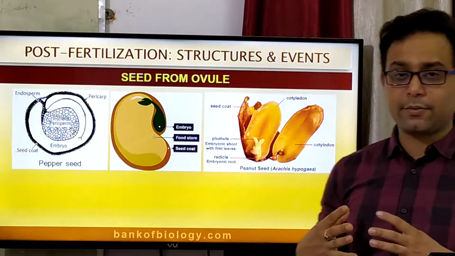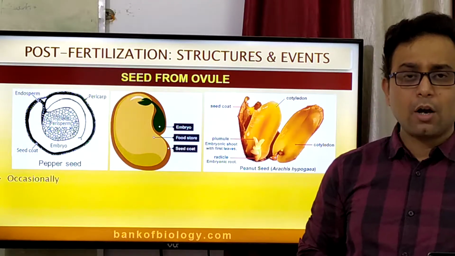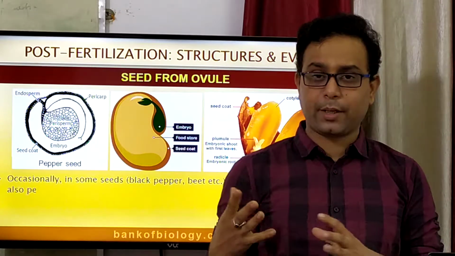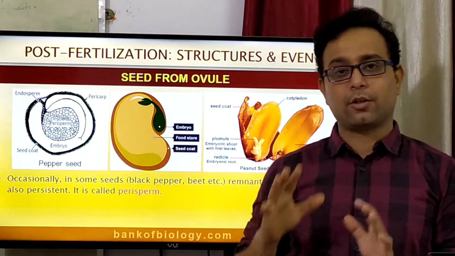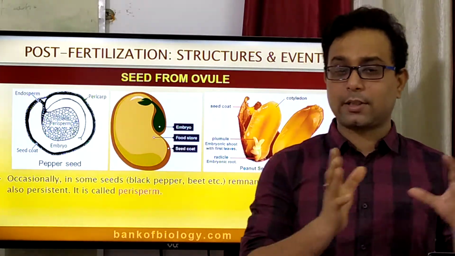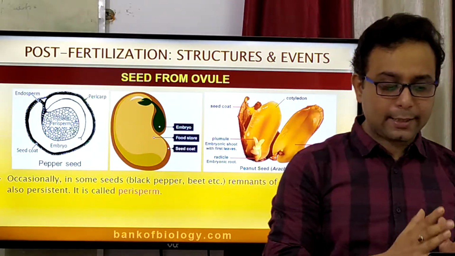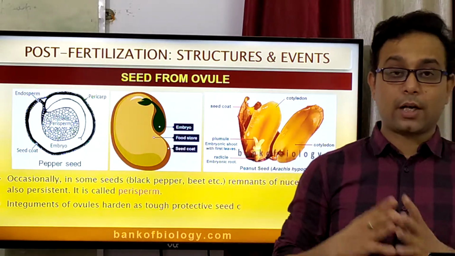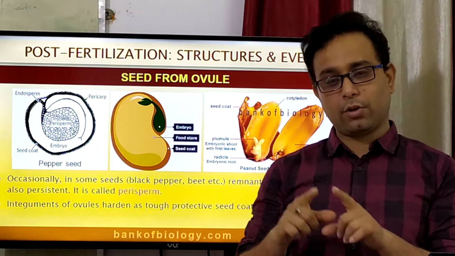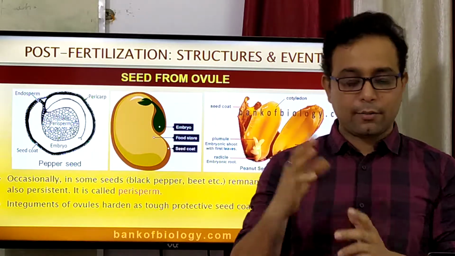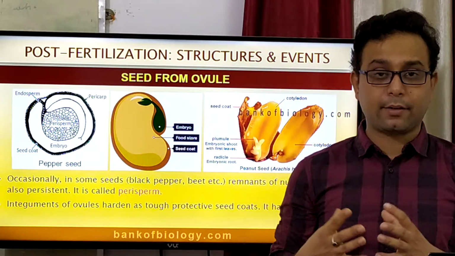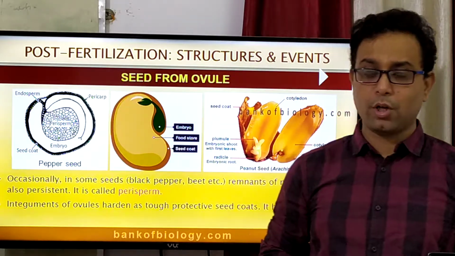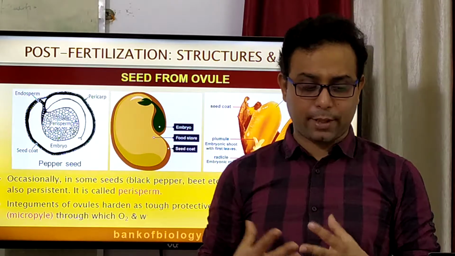Now we discuss another very important concept. Occasionally, in some seeds like black pepper or beet, remnants of the nucleus are also present. That means the nucellus is usually destroyed, but in black pepper it is present there. It is termed the perisperm. Now we discuss the integuments of the ovule. You know the ovule is covered with two integuments, right? Here the integuments become harder and ultimately produce the protective seed coat, which protects the cotyledons and the embryo.